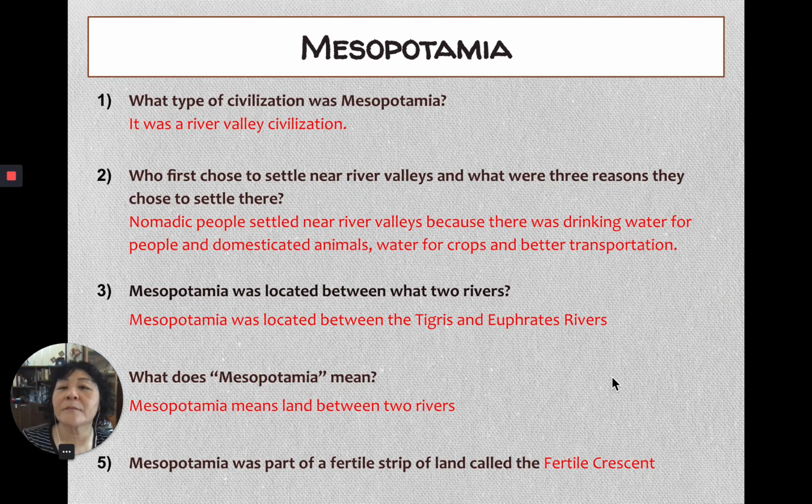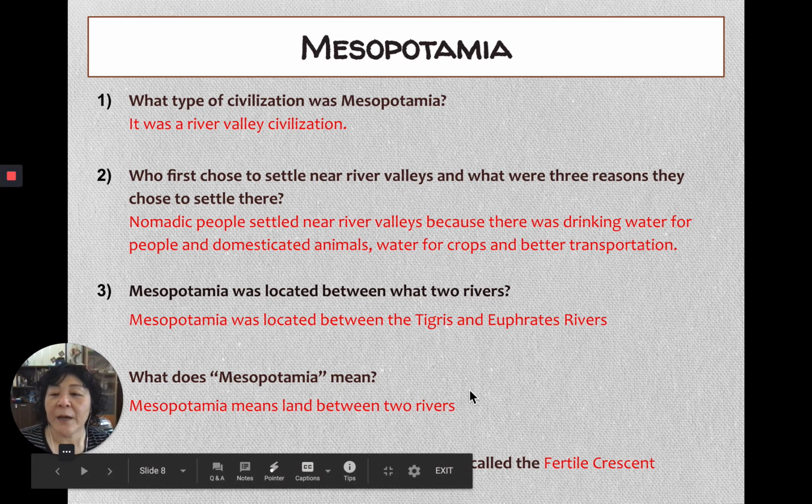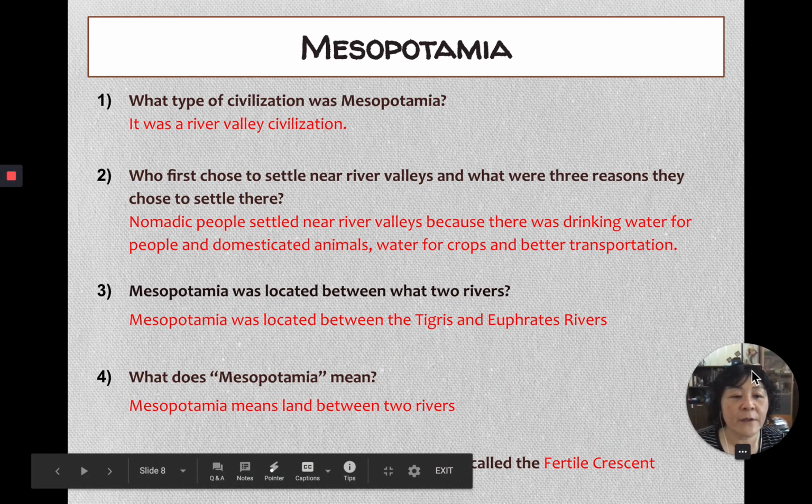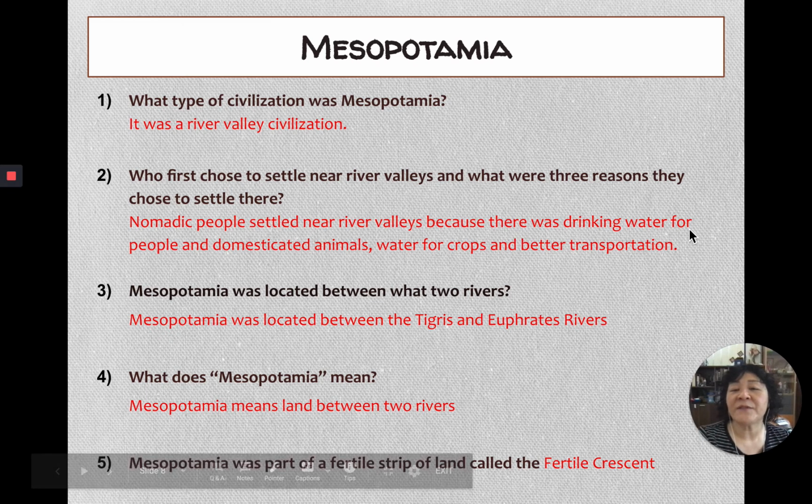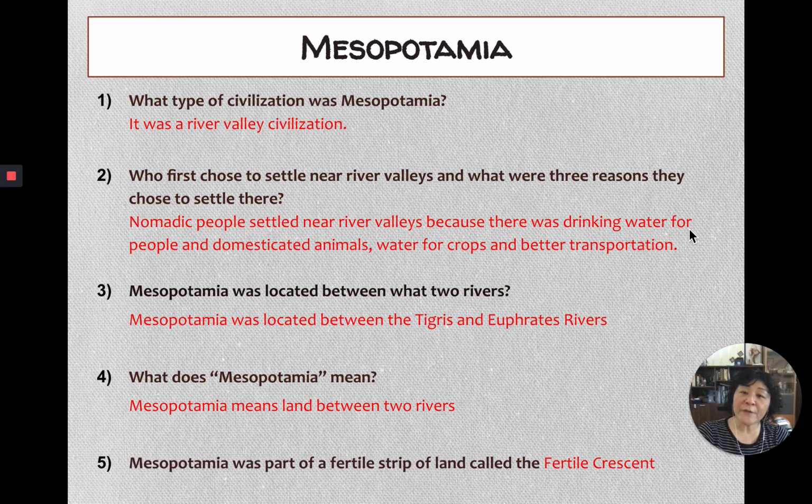Okay. So, here's some recapping. What type of civilization was Mesopotamia? Well, it was a river valley civilization. Number two, who first chose to settle near river valleys, and what were 3 reasons they chose to settle there? Well, the nomadic people. Remember the families and groups of people who were moving around? They settled near river valleys because there was drinking water for people and domesticated animals, there was water for crops, and then there was transportation.